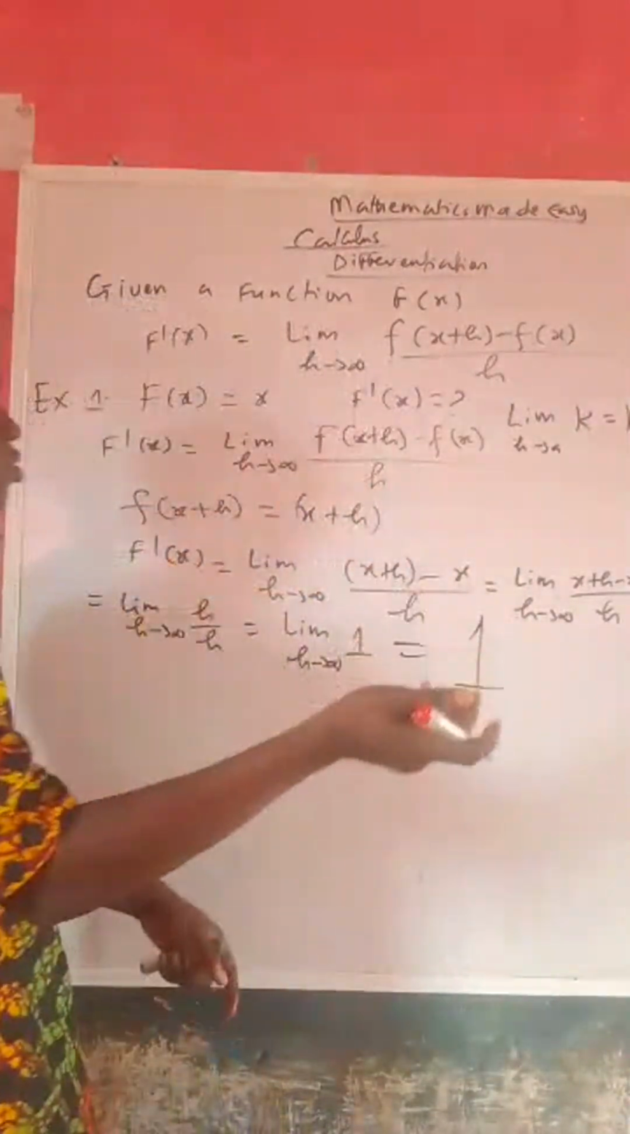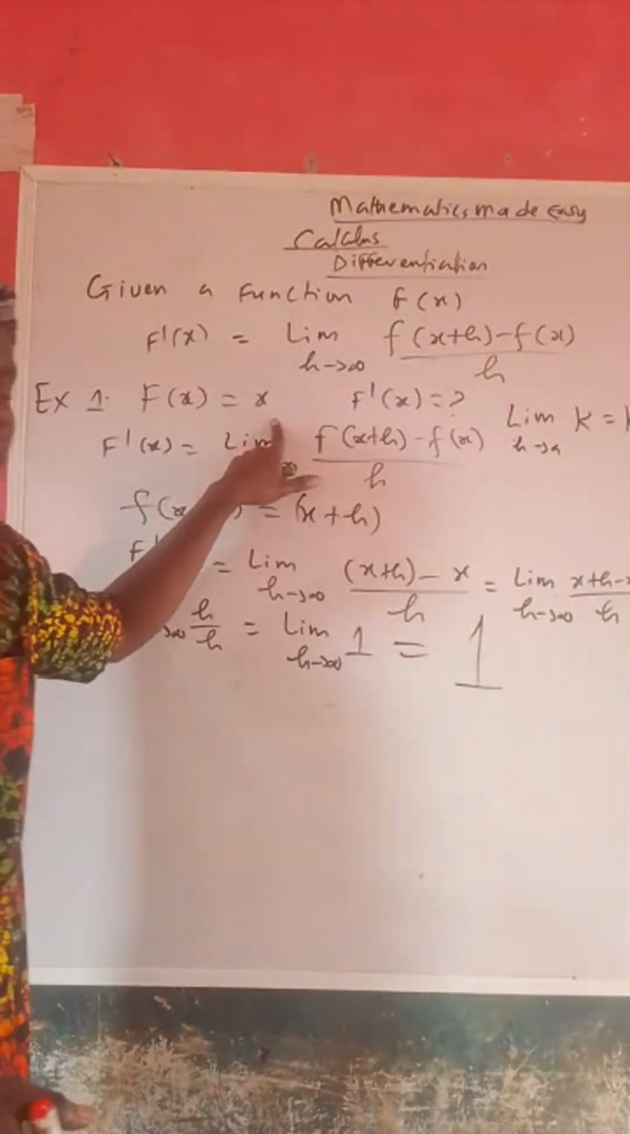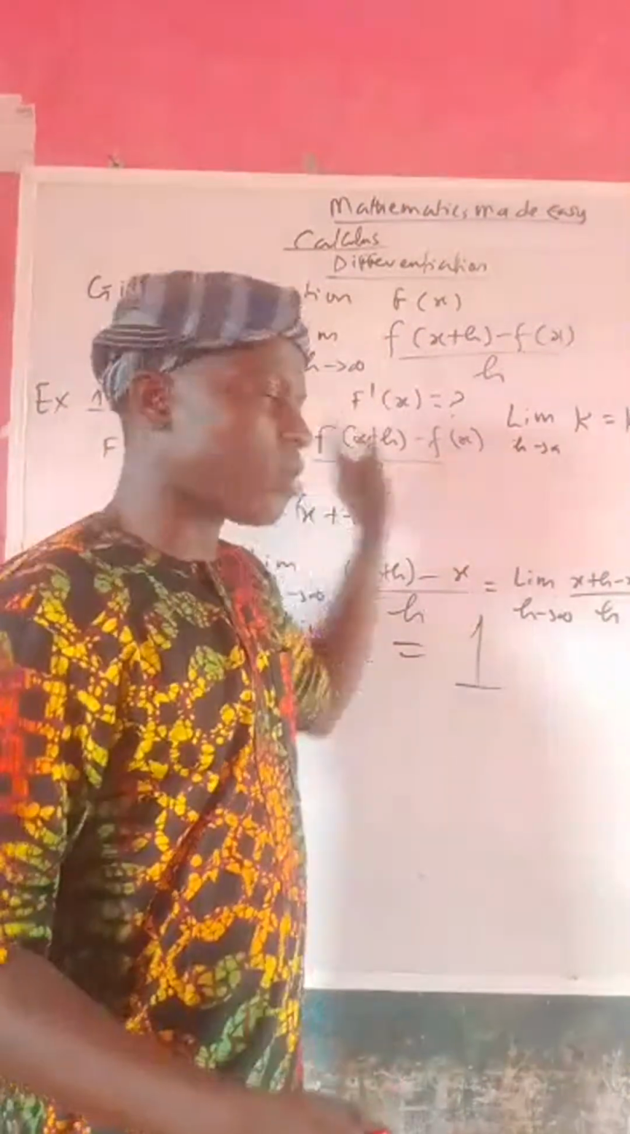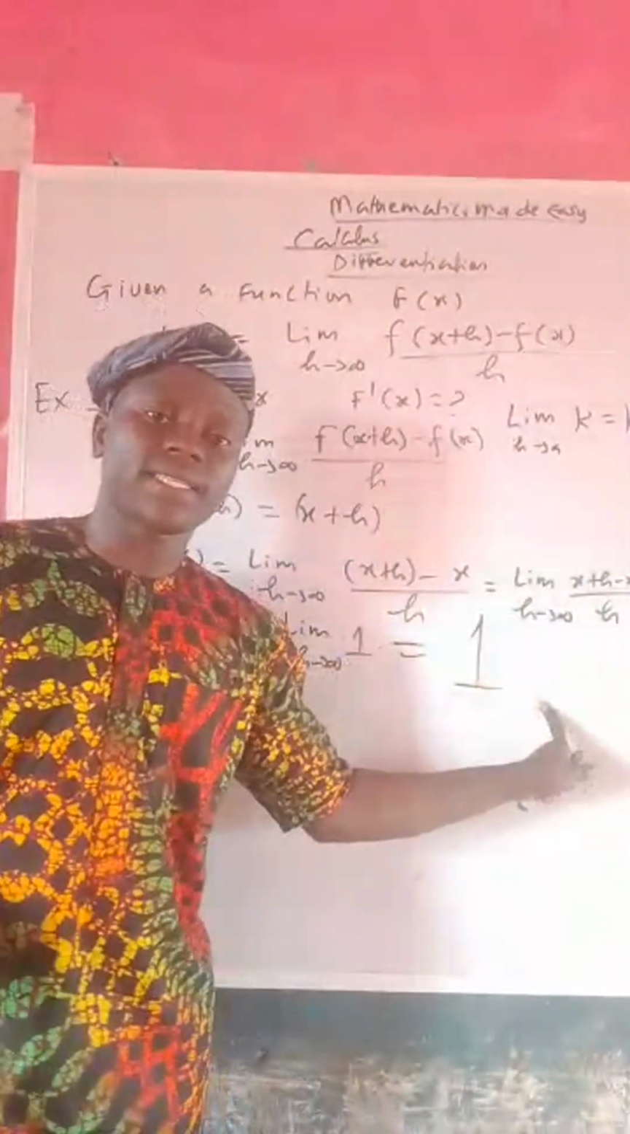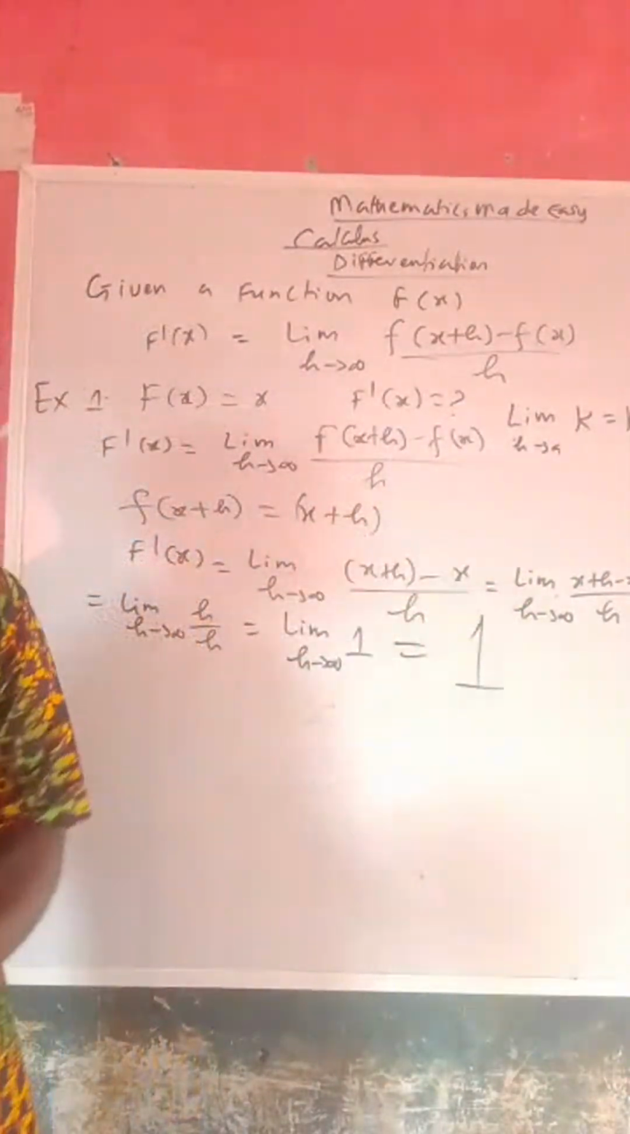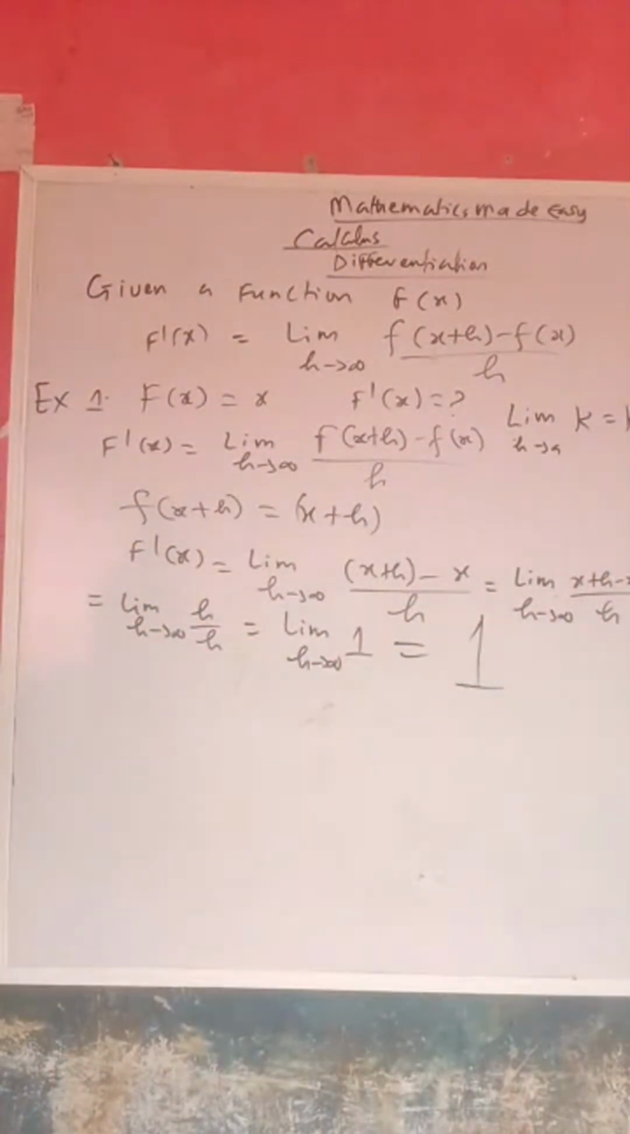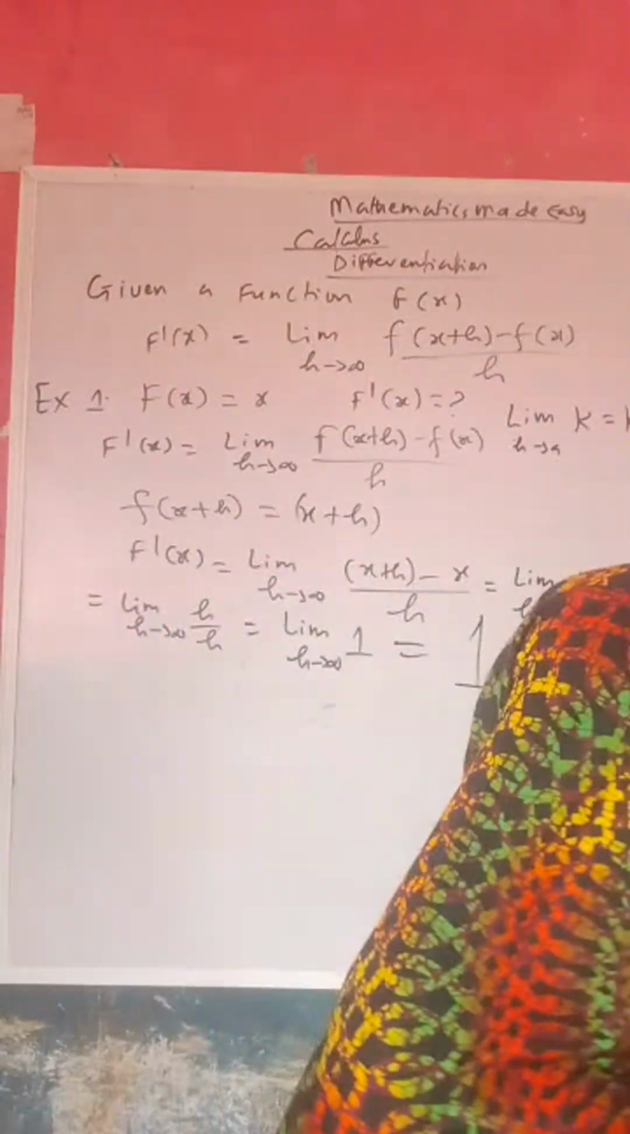That is going to give us 1. So that shows that if you differentiate x, that is, if you find the derivative of x, you are going to get 1. Alright? So that's how you differentiate from the first principle. I hope we are getting it. Okay, guys, now let's do another example.